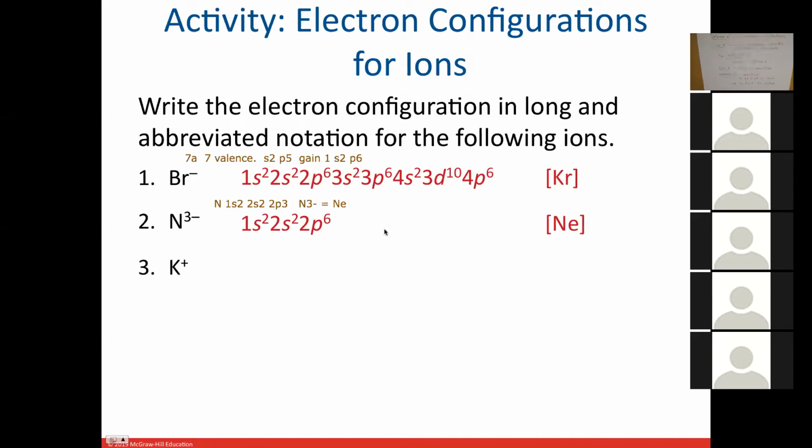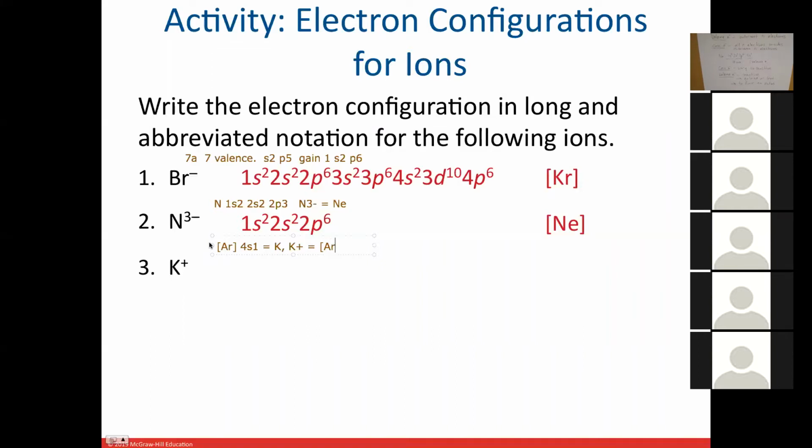What about potassium? Potassium was argon 4s1. So potassium plus equals, should be pretty easy, huh? Argon. So you go backwards as well.